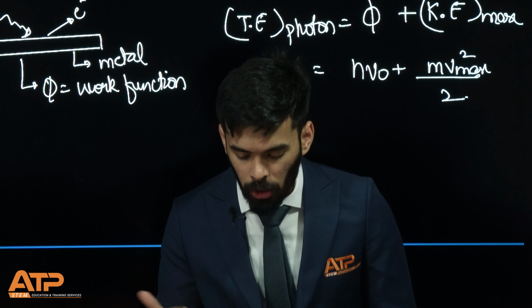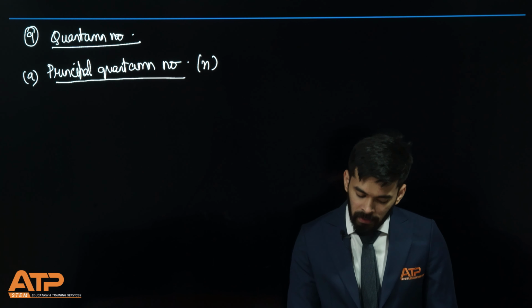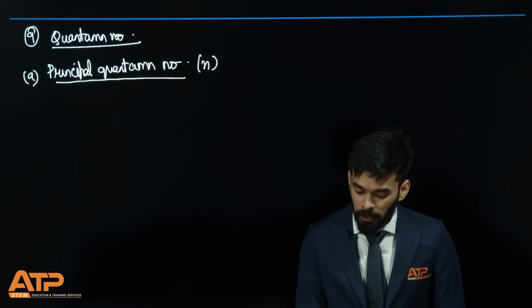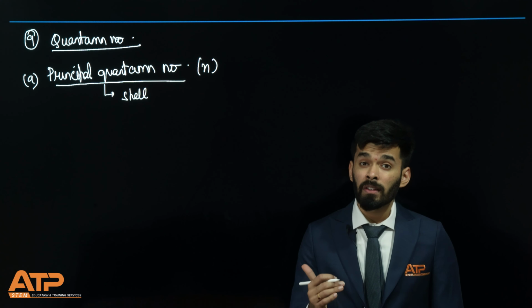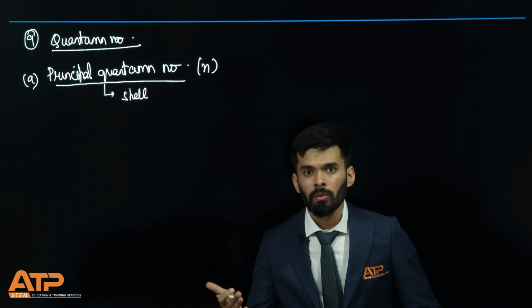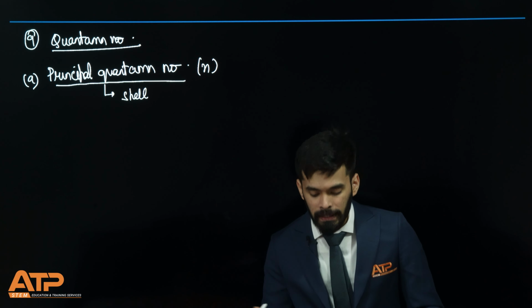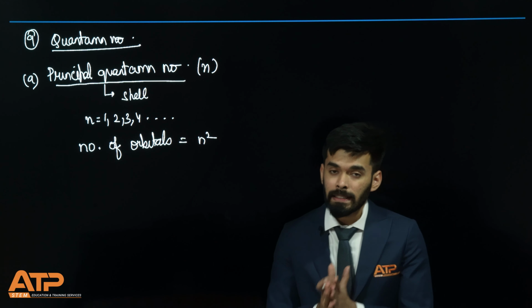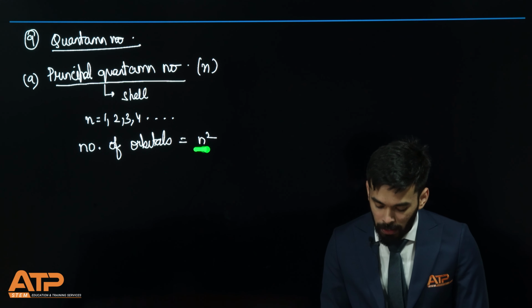Let's move on to the quantum numbers, the last topic of this chapter. So quantum numbers are of 4 types. The first quantum number is principal quantum number. Principal quantum number gives us the shell number. First shell, when n is 1, when n is 2, it is the second shell, when n is 3, it is the third shell. So number of orbitals in any shell can be calculated by the formula n square.